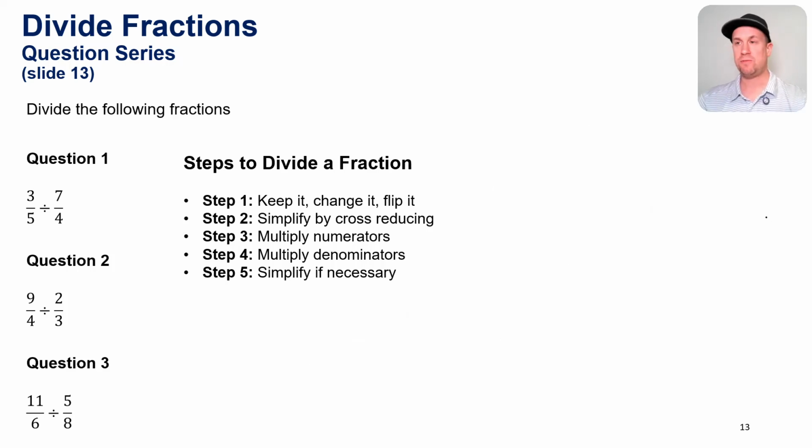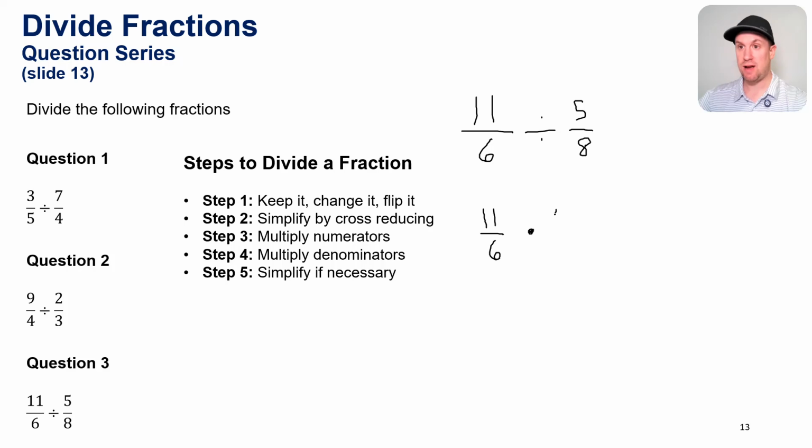Okay, so let's look at the final question in this question series now, which is going to be 11 over 6 divided by 5 over 8. Okay, so looking at our step number 1, keep it, change it, flip it, we can keep 11 over 6. We can change the division sign to multiplication, and we can flip the right side fraction to 8 over 5.